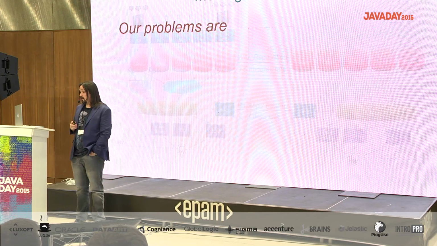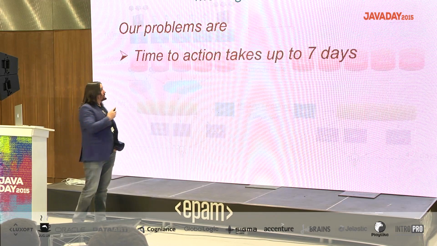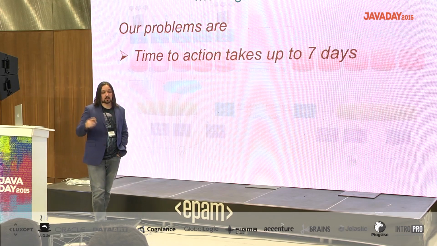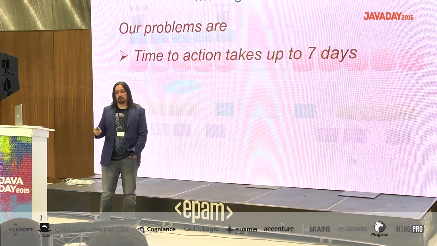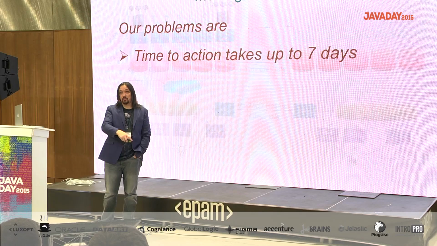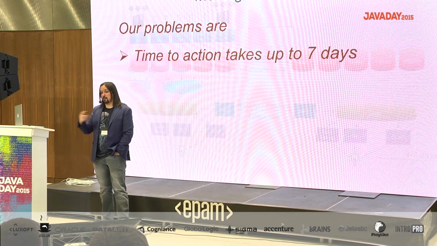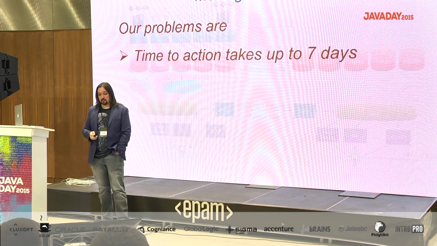And now we get our problems. Time to action takes up to 7 days. So if you are switching to the secondary site, you might see a latency of 7 days. An event happens in billing, then by the time it gets to the database and business users can build their reports on it, 7 days have passed.